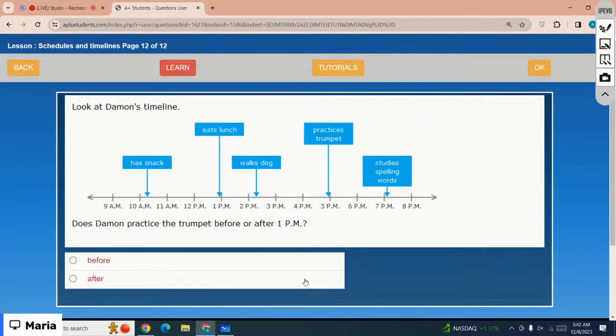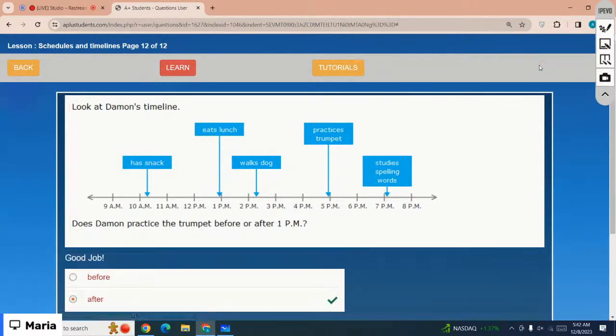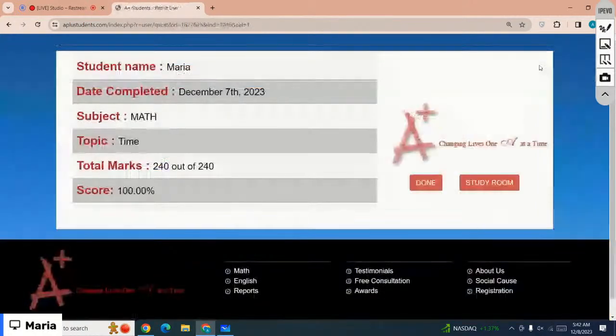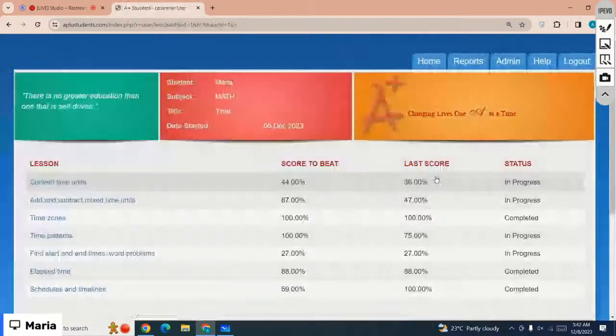Okay, we are done with the lesson. Also, we are done with the chapter, time. So, we were working on grade 5 math. The chapter we are working on is time. And the lessons we have covered today are time patterns, find start and end time word problems, elapsed time, and schedules and timelines, right?